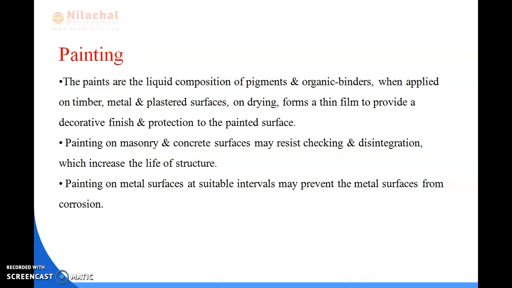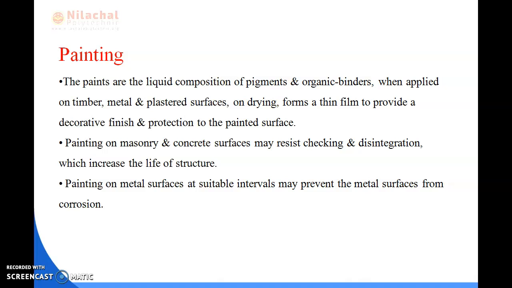So what do we mean by painting? Paints are the liquid composition of pigments and organic binders when applied on timber, metal and plastered surfaces. On drying, it forms a thin film to provide a decorative finish and protection to the painted surface. Painting on masonry and concrete surfaces may resist checking and disintegration, which increases the life of the structure. Painting on metal surfaces at suitable intervals may prevent the metal surfaces from corrosion.